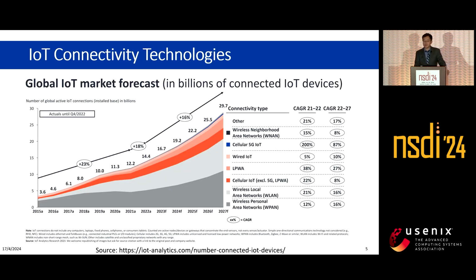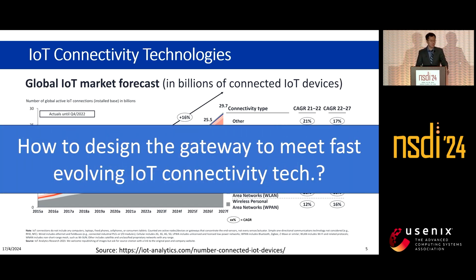Data also backs up the claim of fast-growing IoT connectivity technology. In the table, you can see the fastest-growing ones are cellular 5G IoT and LPWAN. So the next question is, how can we design the IoT gateway to meet such a trend?